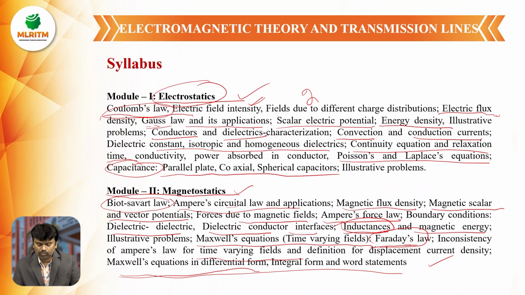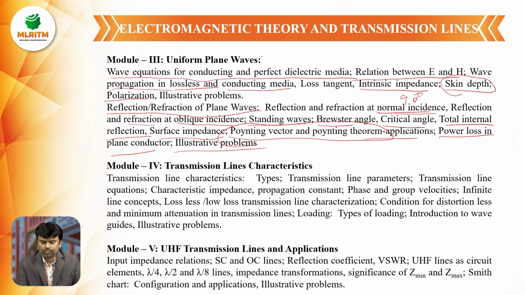So the first three modules are electromagnetic theory: electrostatics and magnetostatics, and next uniform plane wave. These three modules come under the electromagnetic theory, and the last two modules are transmission lines. So the course is electromagnetic theory and transmission lines. The first three modules cover the electromagnetic theory, and the last two modules cover the transmission lines.